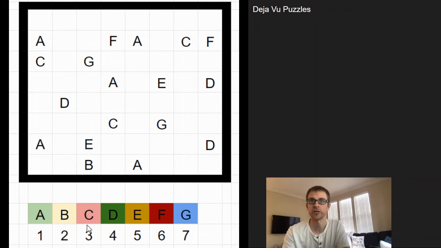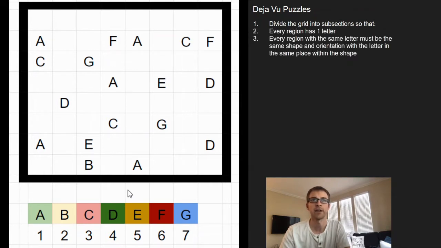This one's on a Deja Vu puzzle. Reminds me a lot of a pentominoes puzzle or polyominoes, so if you like those, I think you'll enjoy this one too. The rules state that you must divide the grid into subsections such that every region has one letter, and every region with that letter must be the same shape and orientation as the other letters.